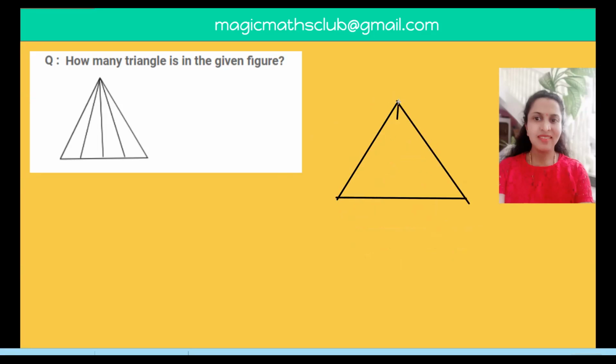Now second case, if you draw the triangle like this, and you draw the line vertically. So when you draw the line vertically, this is 1, this is 2. So we are going to add it. 1 plus 2, that is 3. That's how it is going to increase.